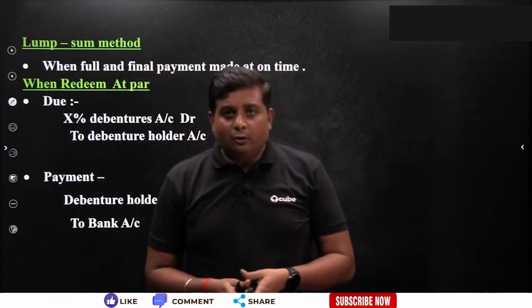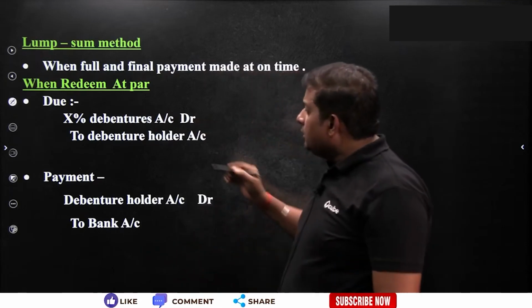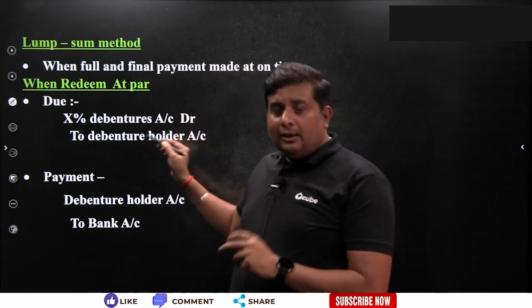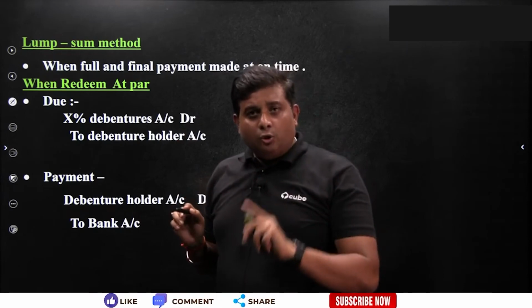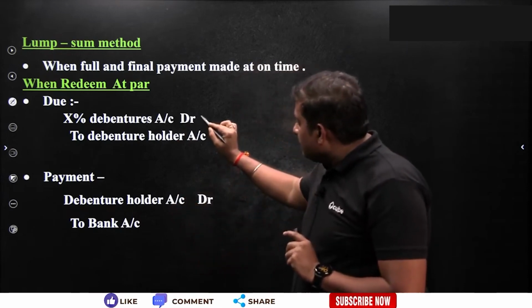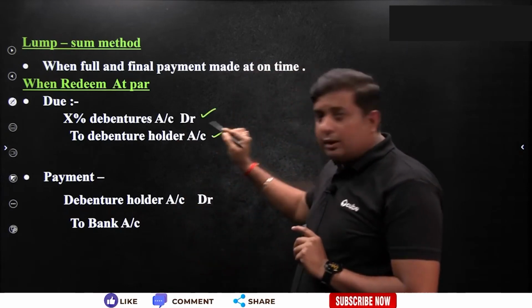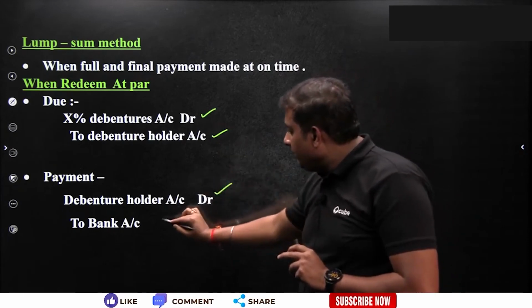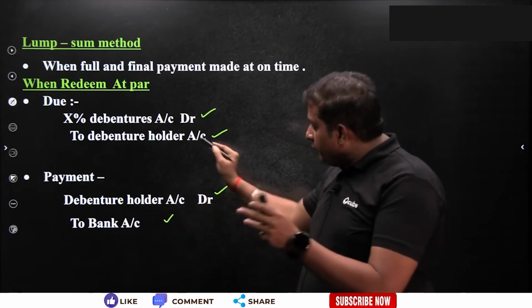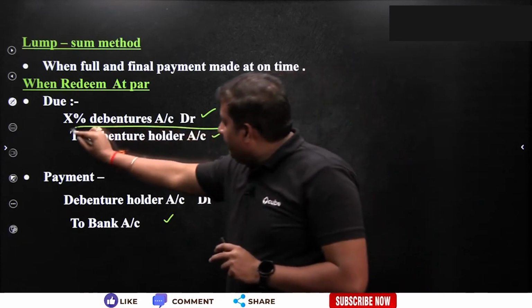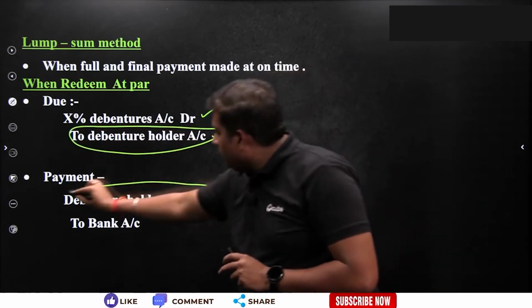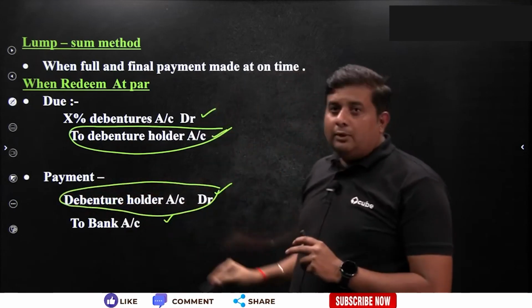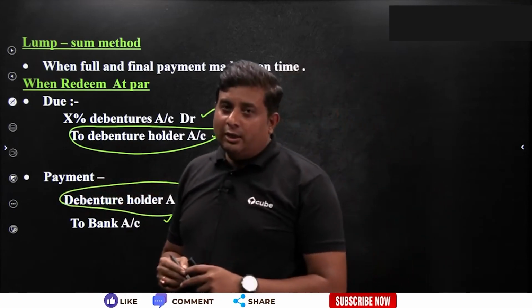You can check this entry anytime. Just take an example. While repaying, what did I say? X% debentures to bank account. See, X% debentures account debit to debenture holder account for the due purpose. And again, while making the payment, the entry should be debenture holders to bank. If you combine this, the debenture holder got cancelled, so the net entry should be X% debentures account debit to bank account.